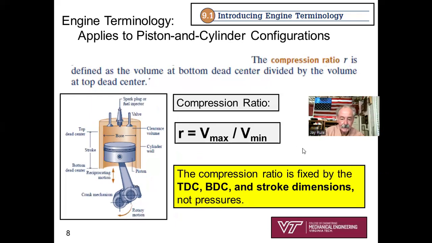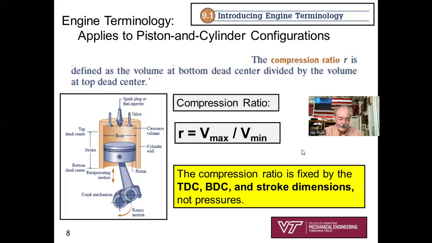Compression ratio. This is a term that my dad tried to explain to me, and I wasn't very good at absorbing it. But once I got into thermodynamics class, I got a better feel for it in terms of the definition of compression ratio, little r. Little r, compression ratio, is simply the ratio of volumes, V max divided by V min. So obviously it's going to be some number bigger than one. It's potentially a large number, 6 or 7 or 8 or 12 or 20, depending on the type of engine.